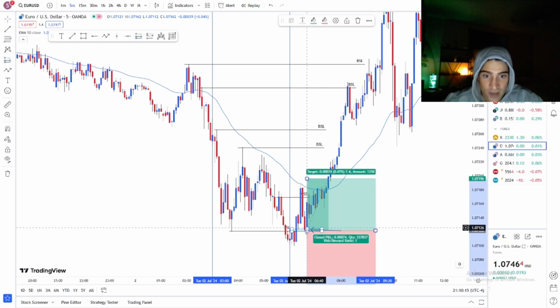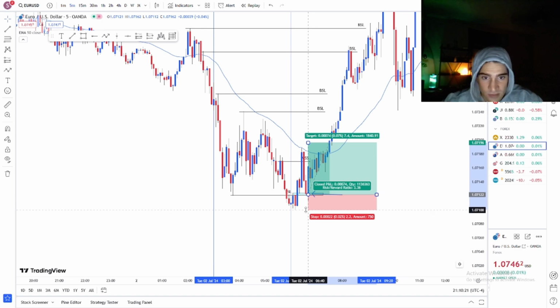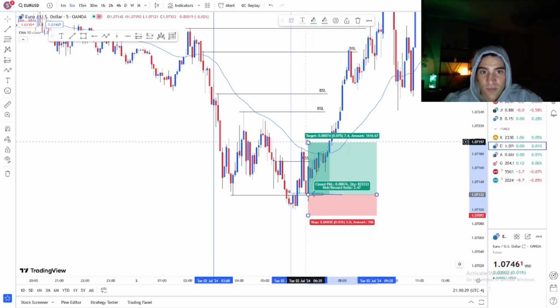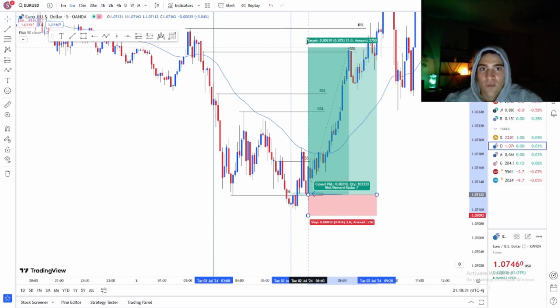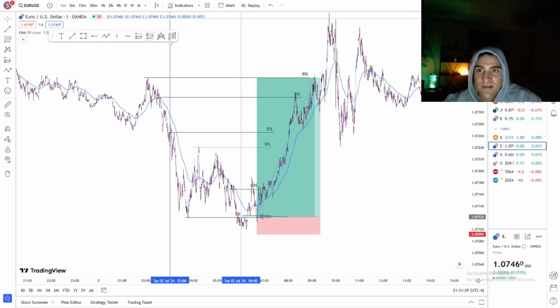Say you enter right here on the fair value gap, this bullish fair value gap. You put your stops right here at the low sweep. 2.2 pips. Always bump it up a little bit more. I'll make it 3 because you don't know about spread. And I can pull this all the way up to my end. That's a 1 to 7. Oh my god. That is an ideal trade, boys. That's like ideal.